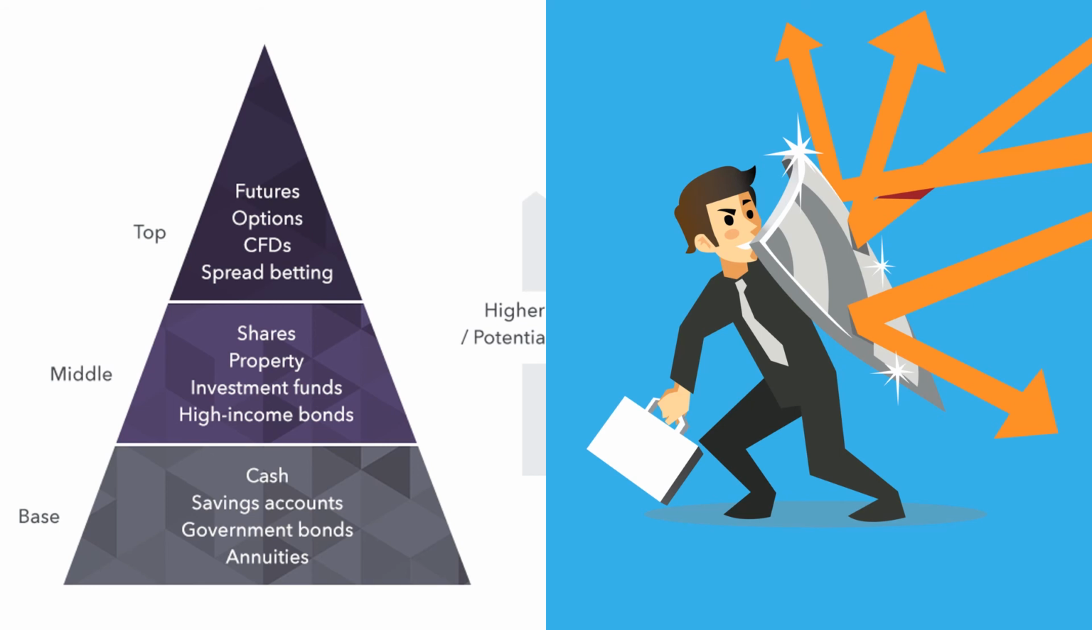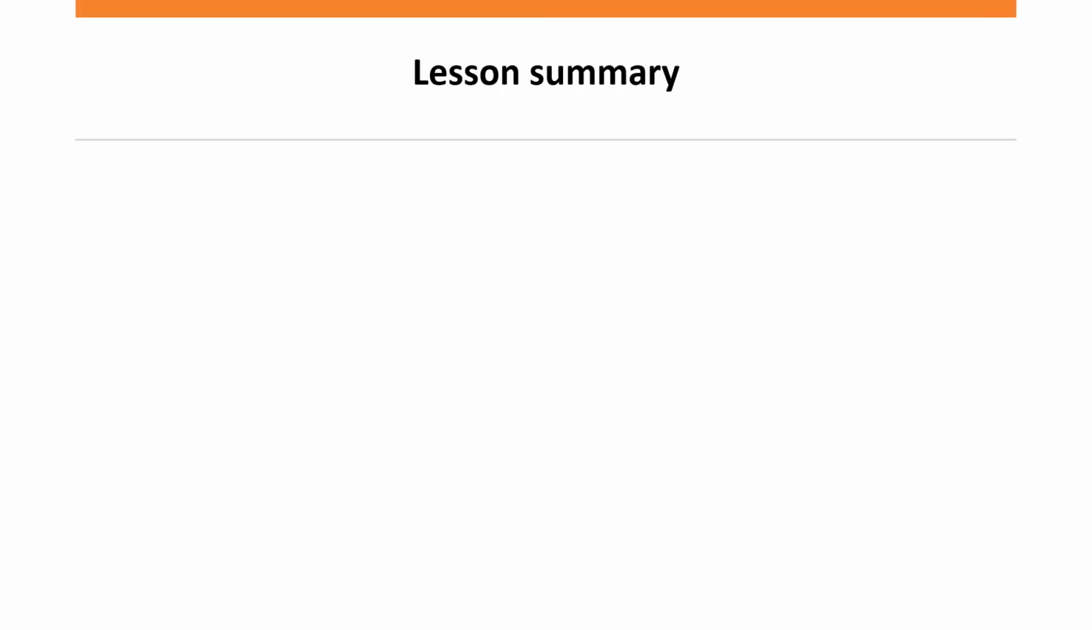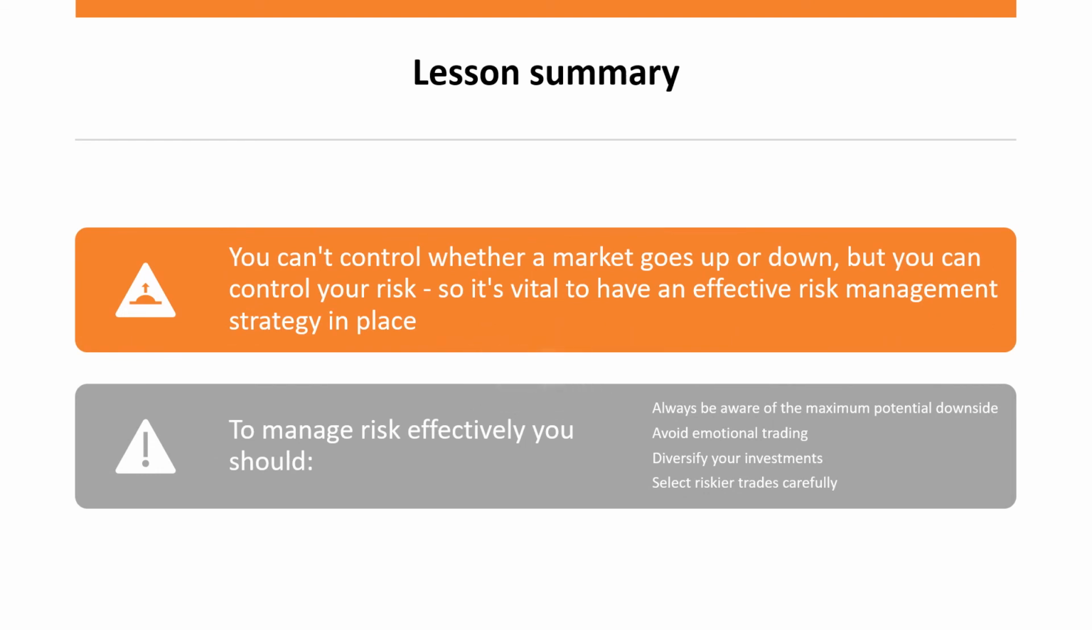In summary, you can't control whether a market goes up or down, but you can control your risk, so it's vital to have an effective risk management strategy in place. To manage risk effectively, you should always be aware of the maximum potential downside. Avoid emotional trading. Diversify your investments.